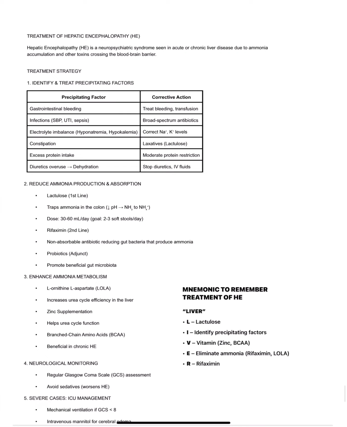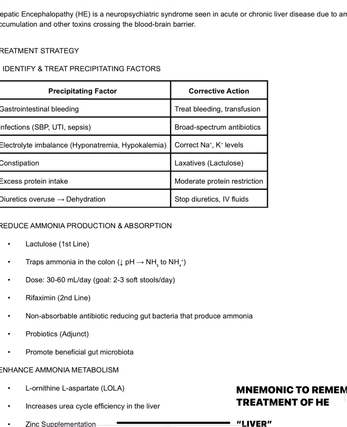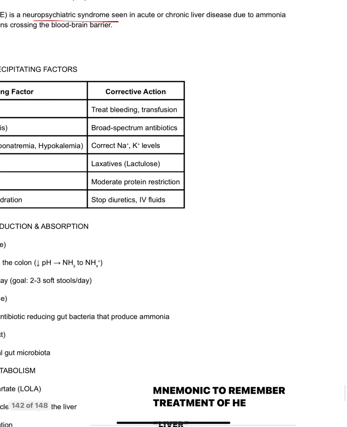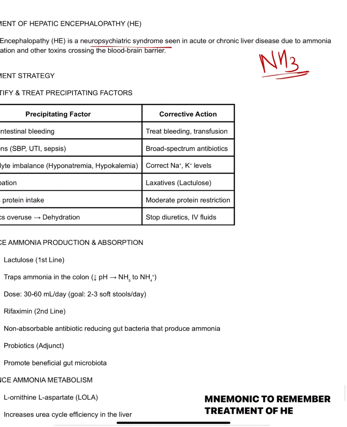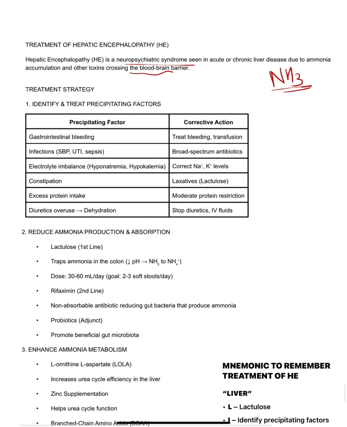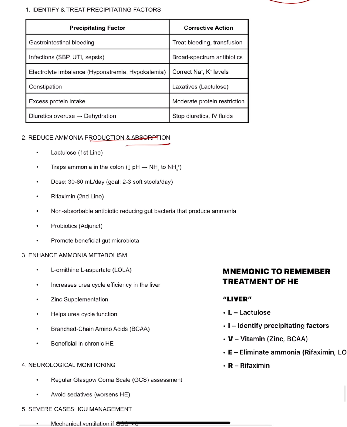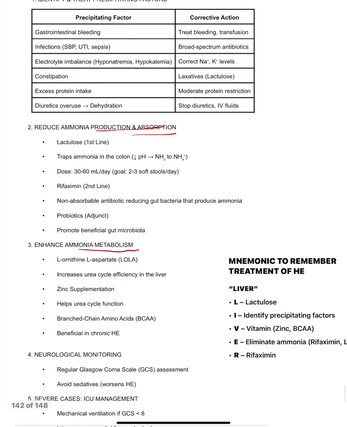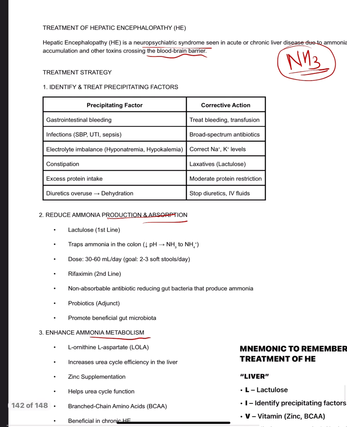That is treatment of hepatic encephalopathy. So hepatic encephalopathy, again, is a neuropsychiatric syndrome. It is majorly because ammonia becomes the villain here, along with other toxins that cross the blood-brain barrier. So you have to try to remove the ammonia, that is reduce ammonia production and absorption and enhance its metabolism. Identifying and treating the precipitating factor is also an important key.